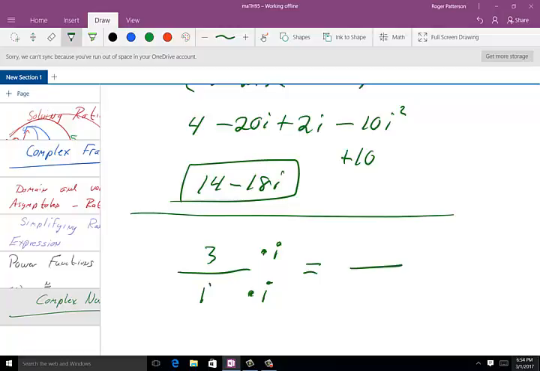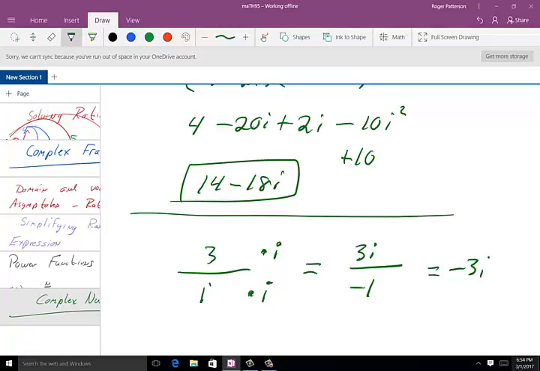What are we going to get on the top of this fraction? 3i. What are we going to get on the bottom? Negative 1. So it'd be negative 3i over... Remember, i times i is i squared. Is it negative 1 times negative 1, 1? i times i is i squared. Okay, got it. That's how you divide them.